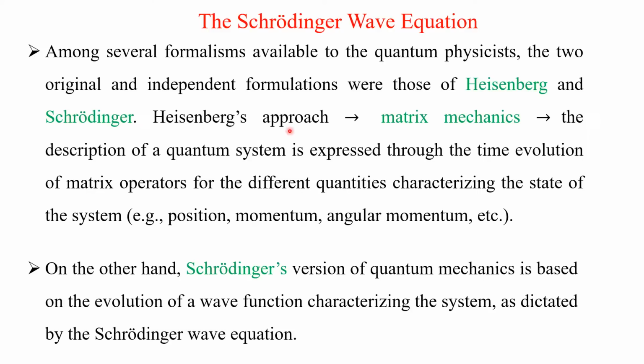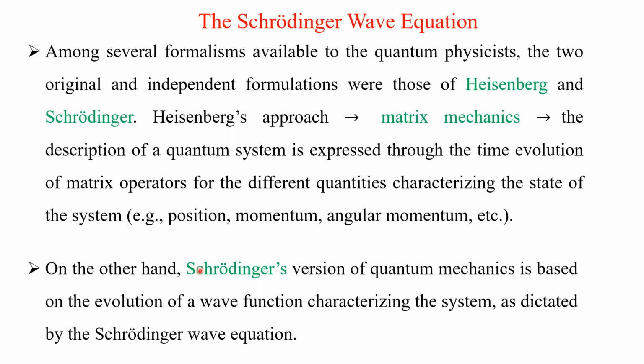Heisenberg's approach is matrix mechanics. The description of a quantum system is expressed through the time evolution of the matrix operator for different quantities characterizing the state of the system, like position, momentum, and angular momentum.